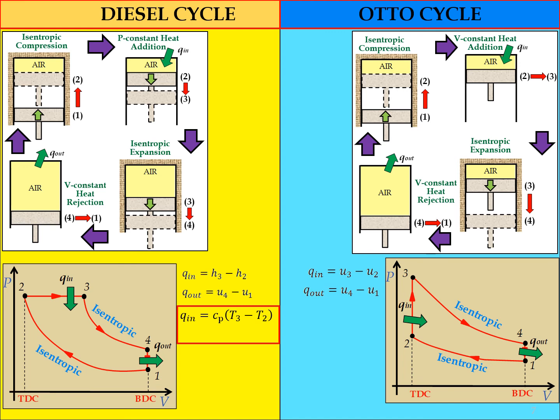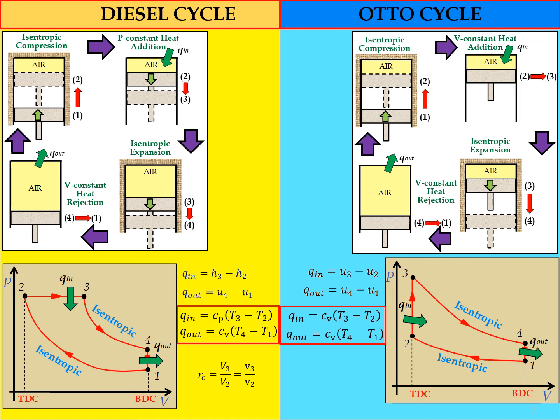Since the heat input of the diesel cycle is a constant pressure process, we use Cp times the temperature at state 3 minus the temperature at state 2. Whereas in the Otto cycle, since it is a constant volume process, we use Cv times the temperature at state 3 minus the temperature at state 2. For the Q out, both systems use the same equation, and since both are constant volume processes, we use Cv times the temperature at state 4 minus the temperature at state 1.